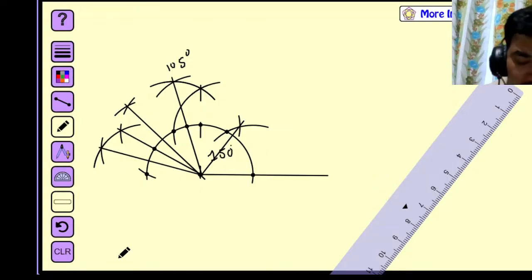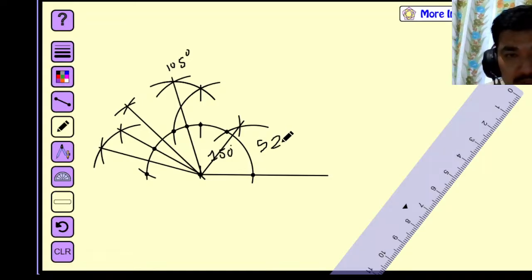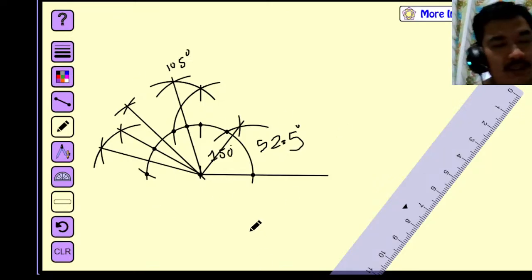We get 105 divided by 2. It will come 52.5. This angle will come 52.5. Like this we bisect. Whenever you bisect, you cut one arc from 0 degree and one arc from that angle only. Like this, we bisect 105 degree. These are the ways of constructing the different types of angles.